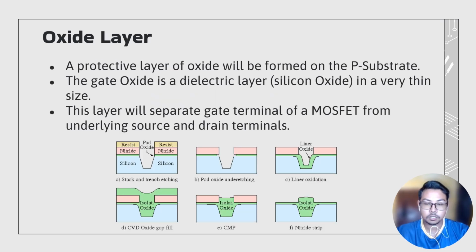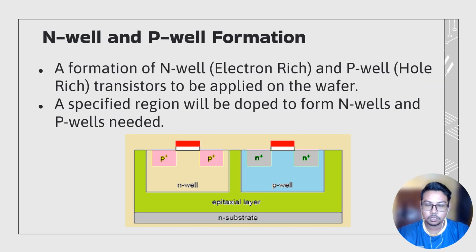The next layer is the oxide layer, which is a protective layer of oxide formed on top of the P substrate itself. The main goal of this oxide layer is to act as a dielectric layer, which is made of silicon oxide in a very thin size, and it is used to separate the gate terminal of the MOSFETs from the underlying source and drain terminals.